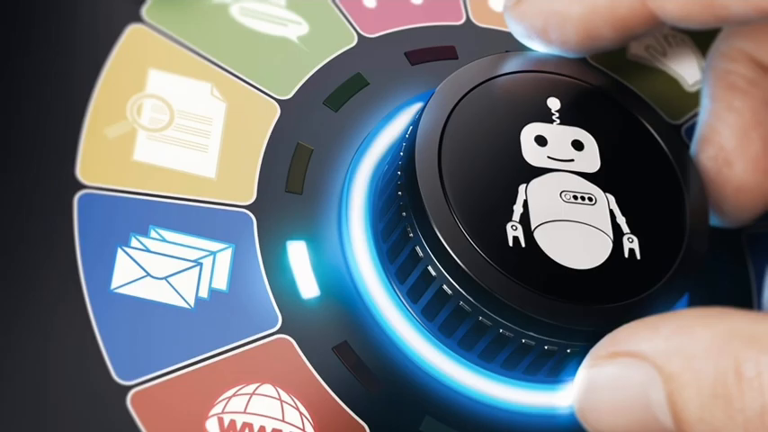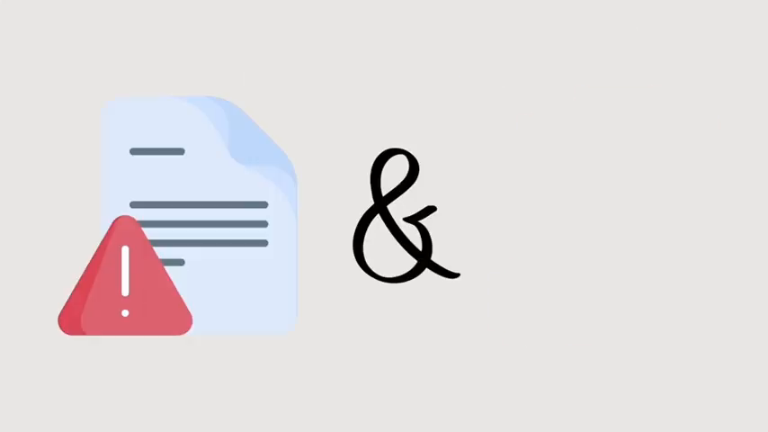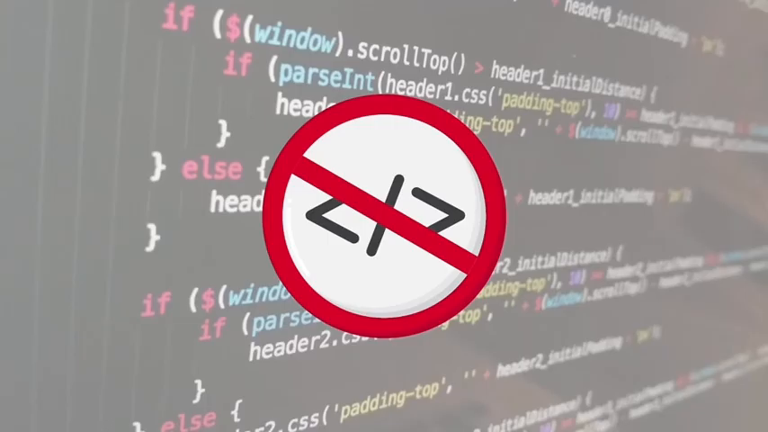Step 4. Auto-trigger correction rules. Use make.com to flag and fix funnel mismatches in real time, no code needed.